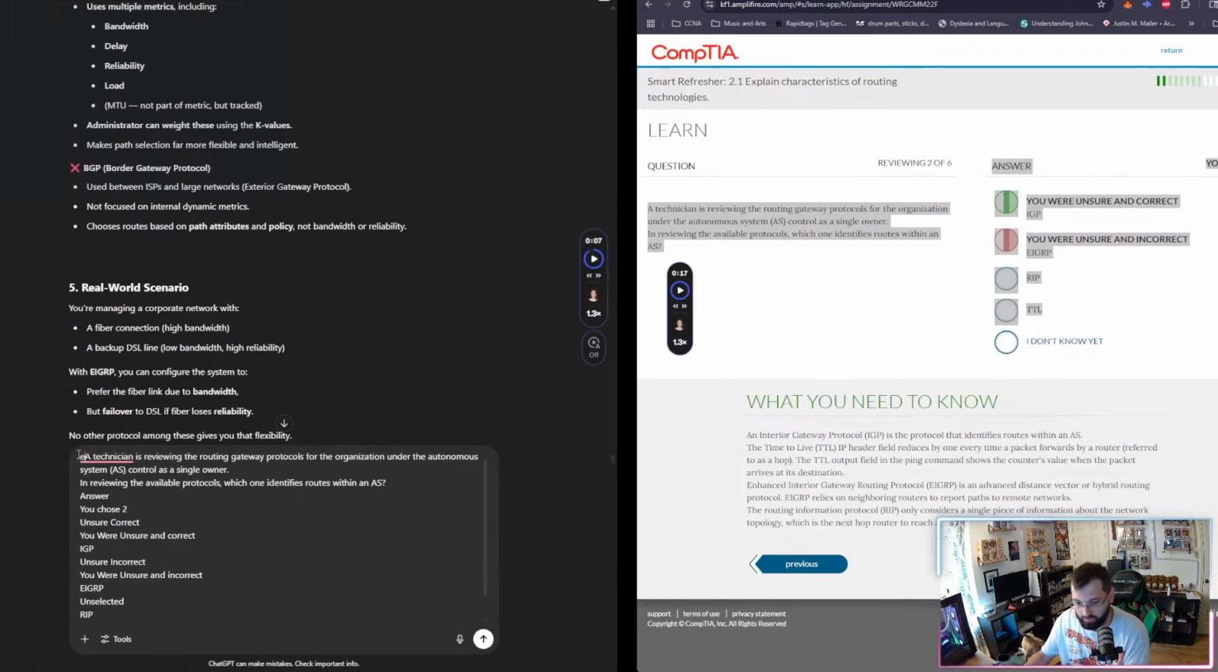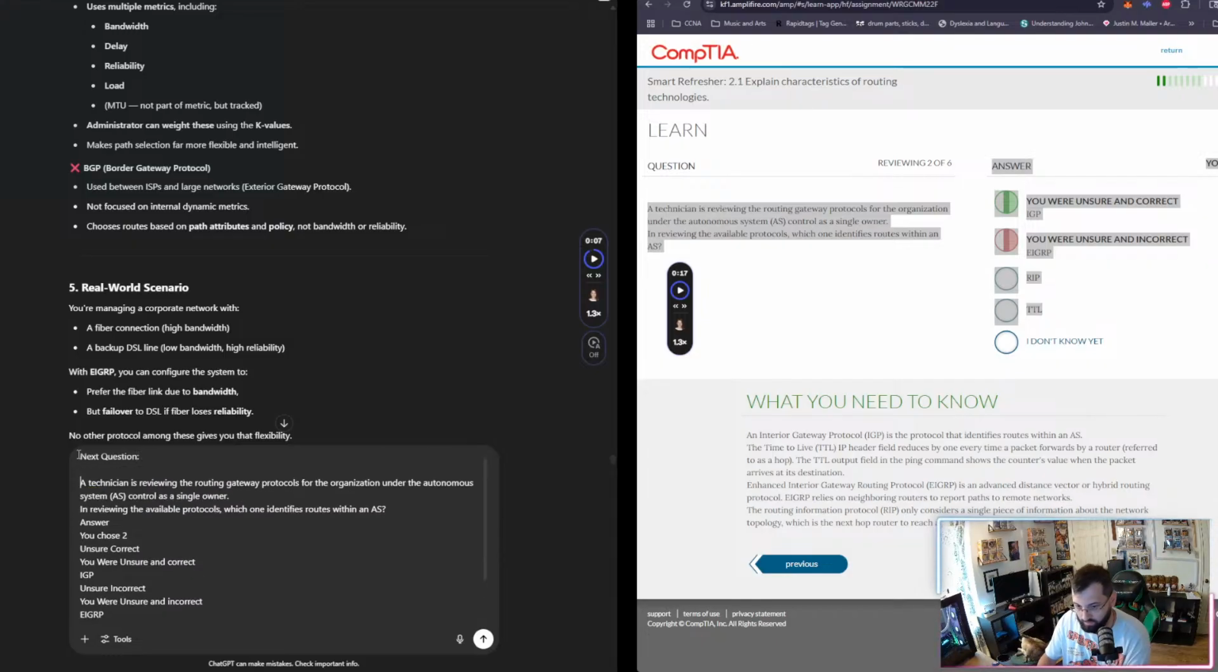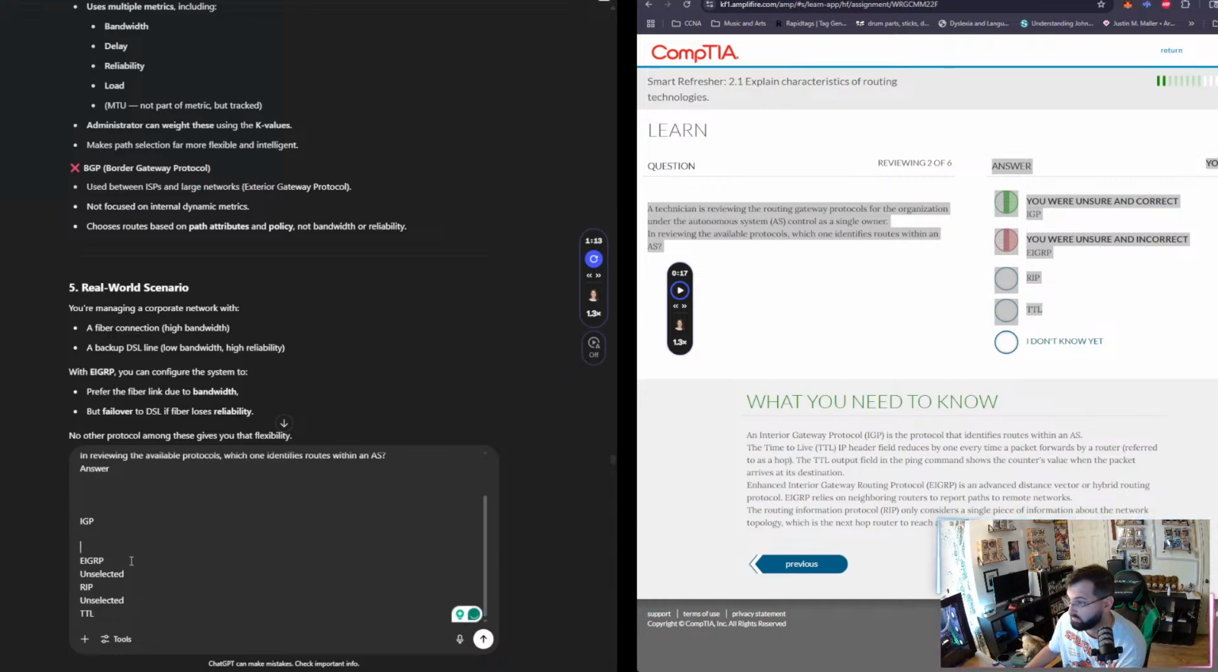Whoa, my fat fingers, dude. My keyboard is crazy sensitive, and my keyboard at work is not sensitive. Let's say choose two.